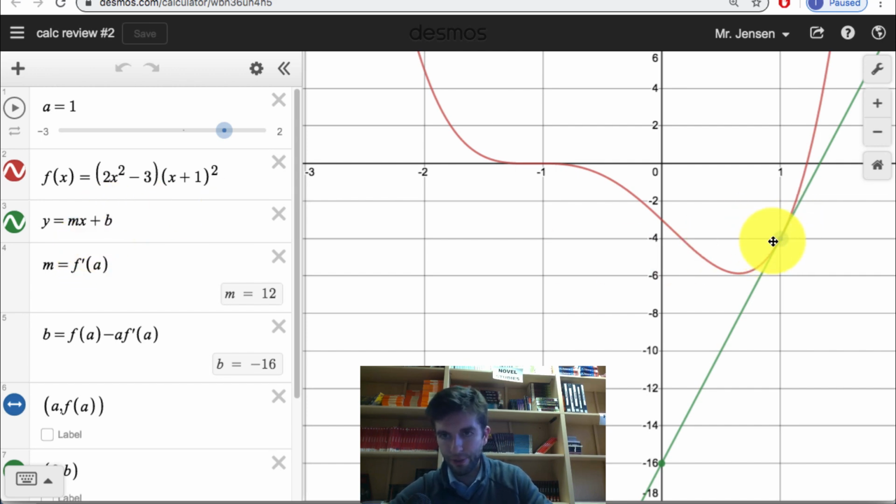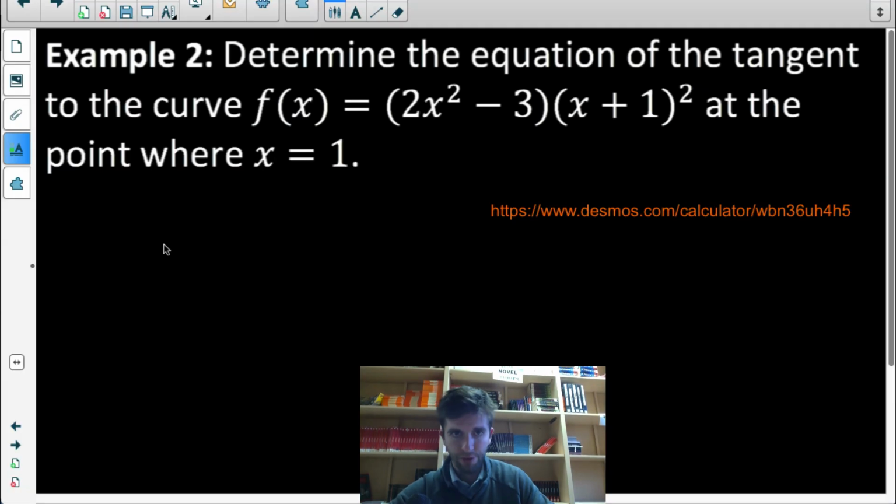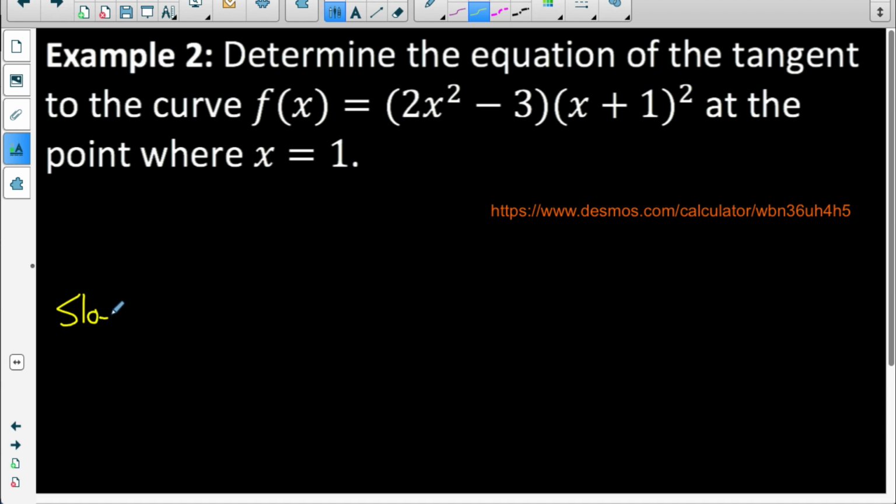And the point (x, y), well, the only point we could use is the point the tangent line shares with the function, and that'll be at an x value of 1. So we can plug 1 into the original function and get a point (x, y), and then use all that information to solve for the y-intercept. So let's actually go ahead and do this question. Let's start by finding the slope of the tangent line.